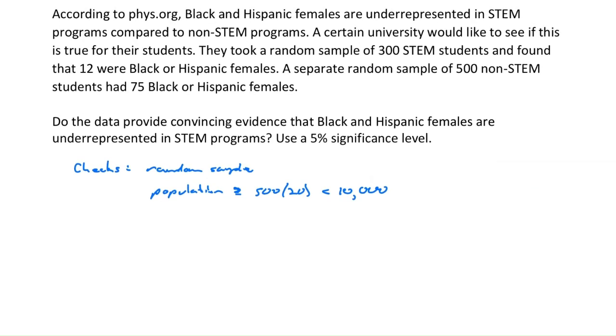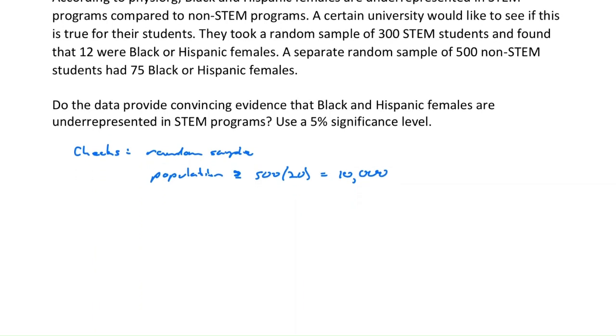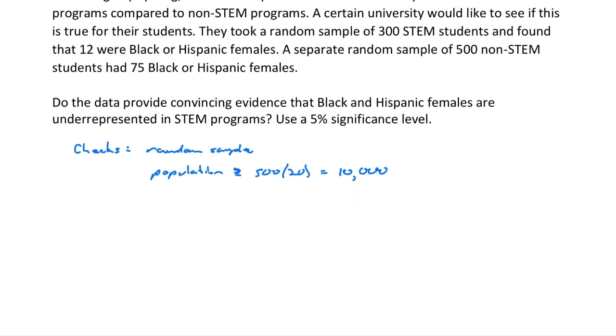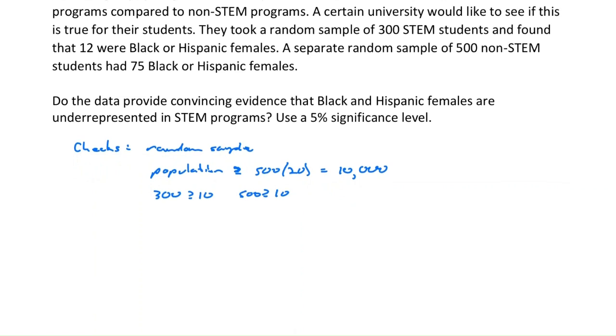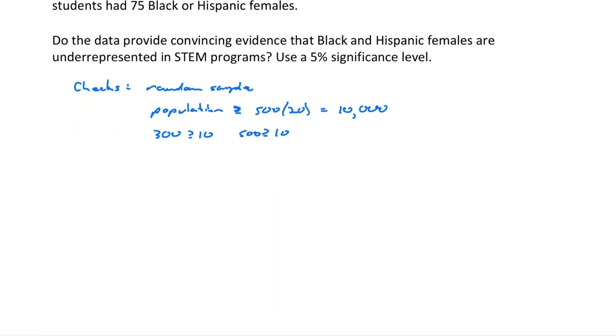Some universities are obviously smaller than that. We'll assume, again, for purposes of this, that we are greater than that threshold, and then we need to make sure that our samples are greater than 10. Well, clearly they are. We've got 300 in one sample, we've got 500 in the other, and so again, we are good to go there as well. All right, so our checks are done. We can go ahead and move on to our hypotheses.